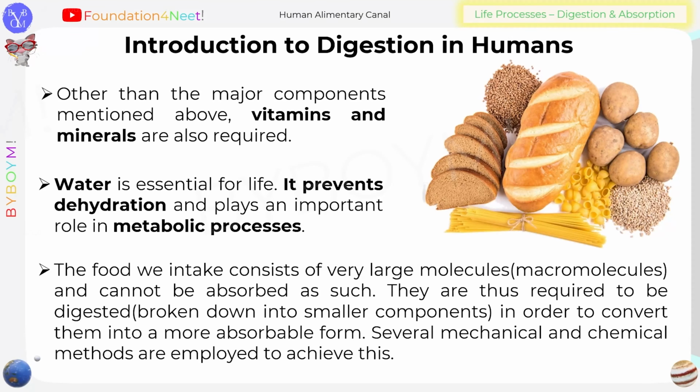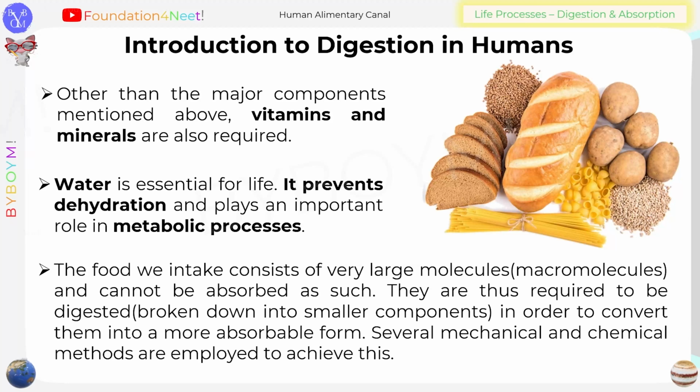Now you need to understand that whatever food we take, it is made up of macromolecules. Carbohydrates are made up of smaller units, glucose and fructose. Proteins are made up of smaller units, that are amino acids. Lipids are in turn made of fatty acids and glycerol.